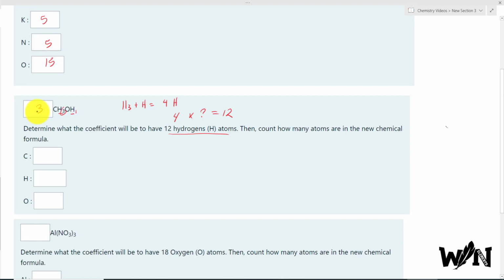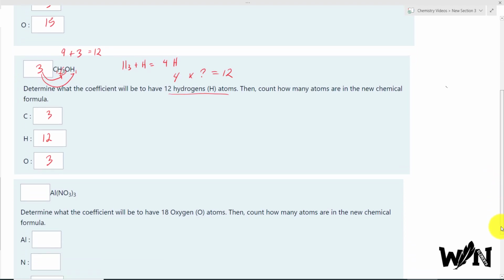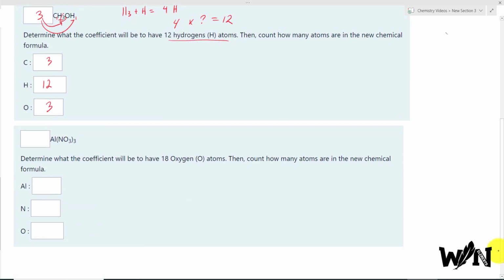And we can prove that right here. 3 times 3 is what? 9, right? And 3 times 1 is what? 3. What is 3 plus 9? It gives you 12. There you go. So here we can see that this is 12. For carbon, 3 times 1 is 3. And 3 times 1 here, oxygen, that is also 3 as well. Isn't that easy? So you have to be somewhat proficient using your multiplication table.